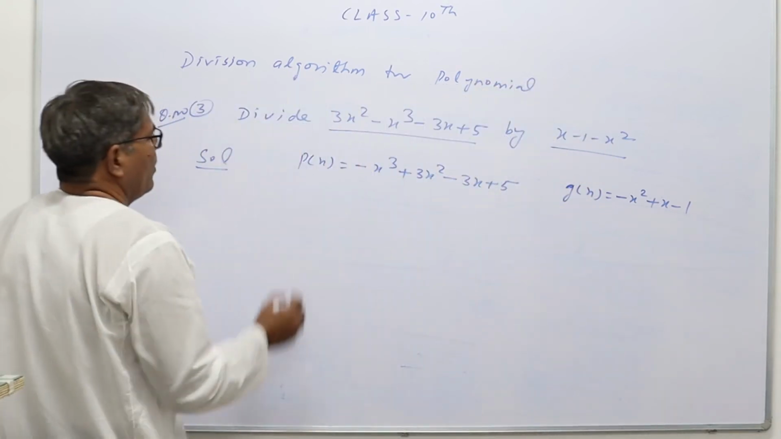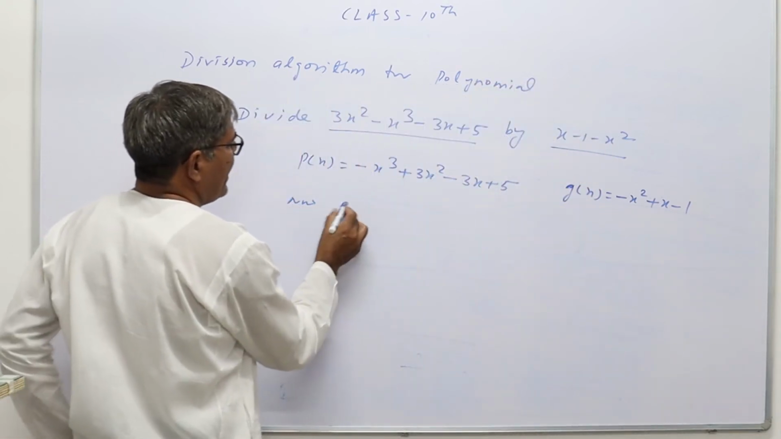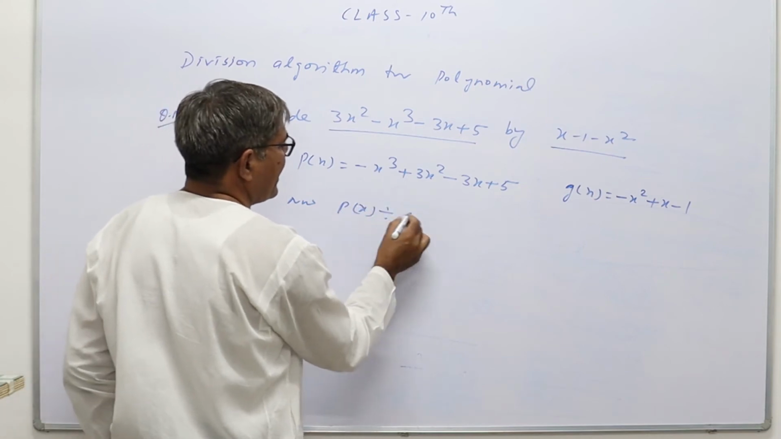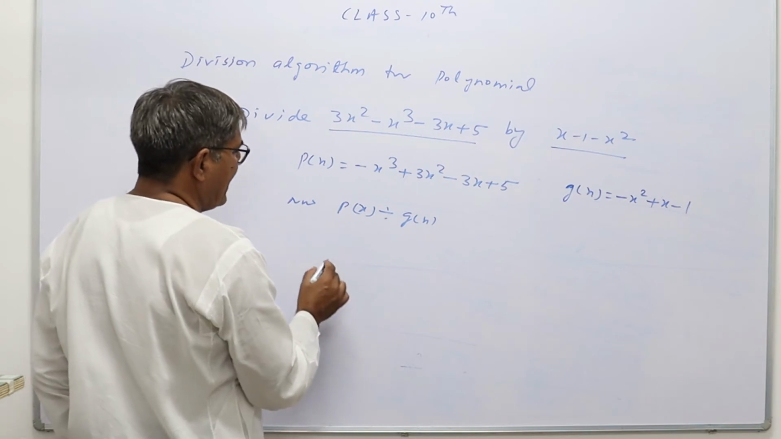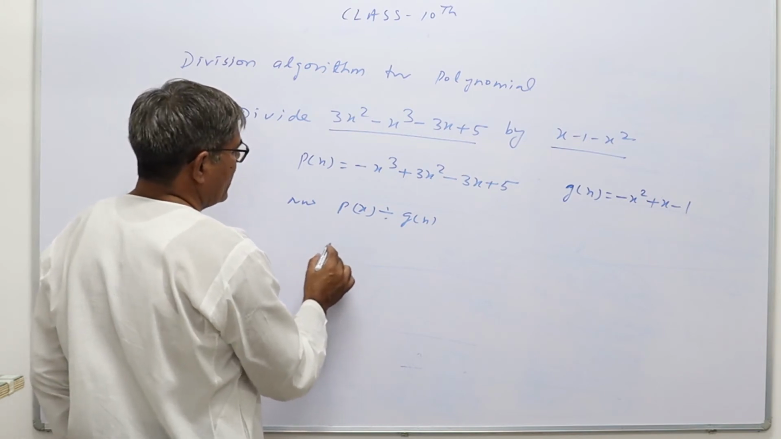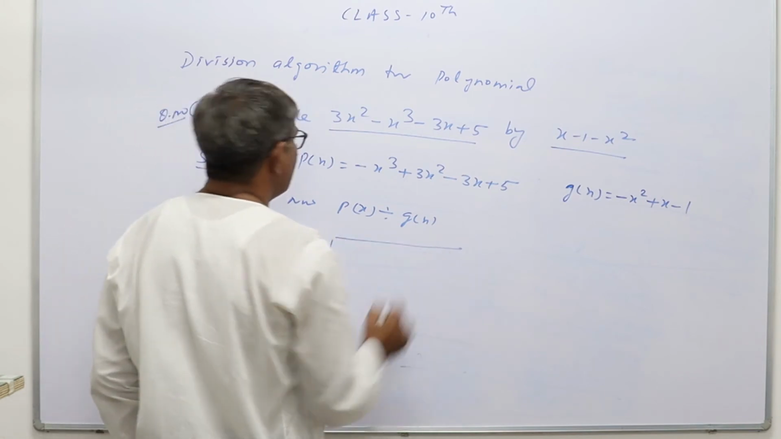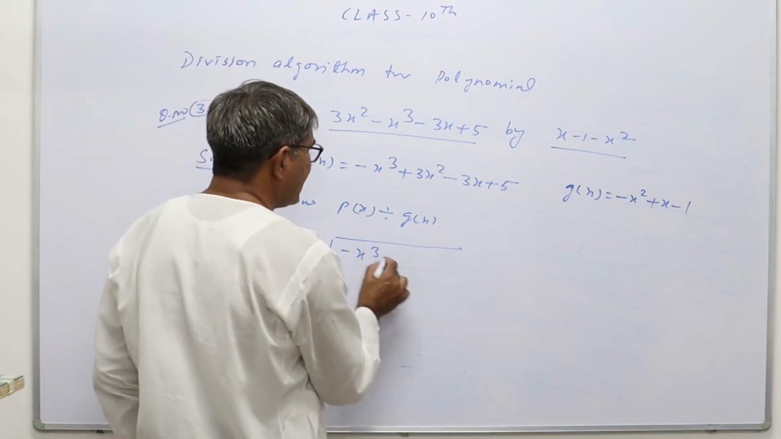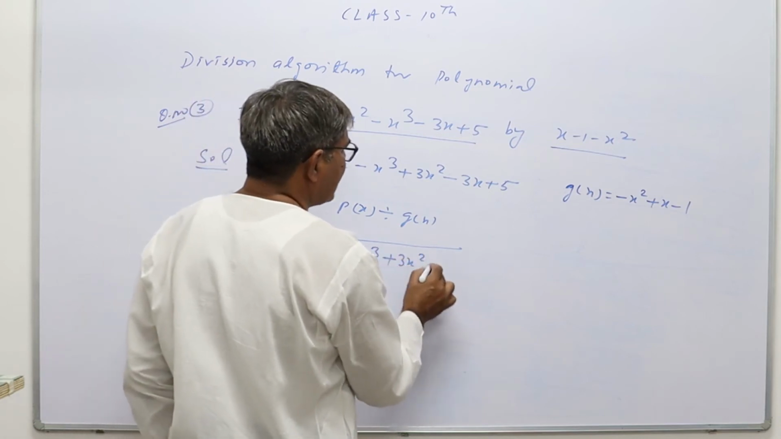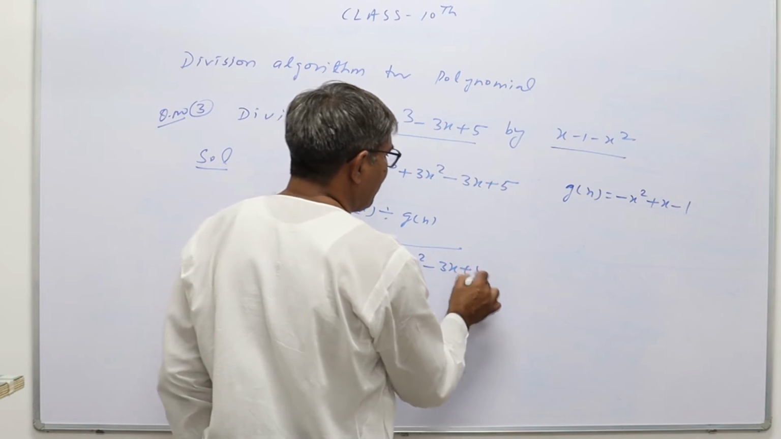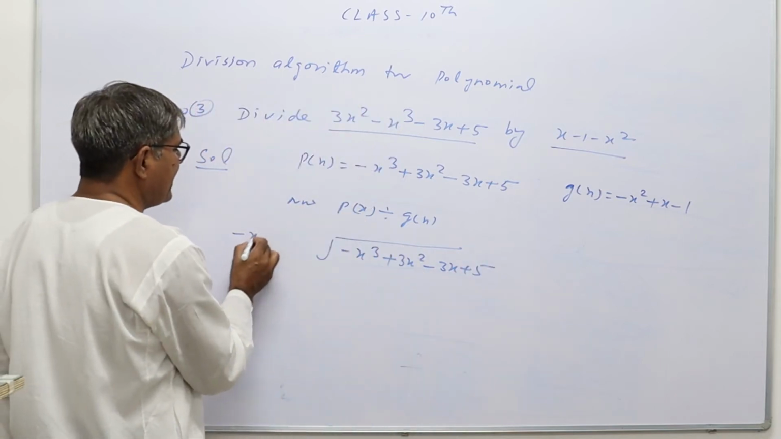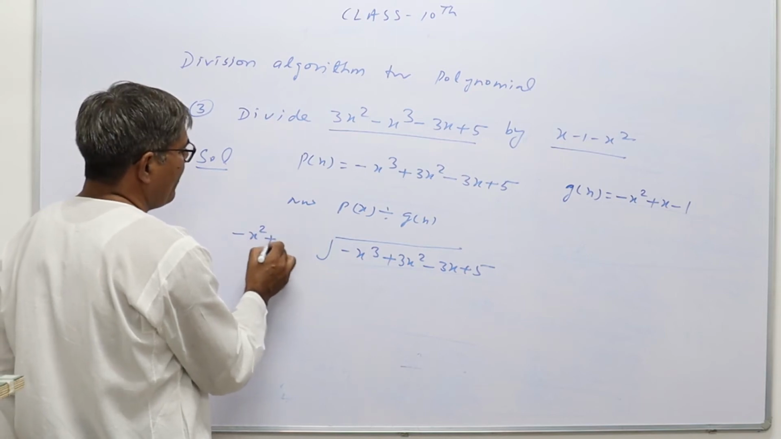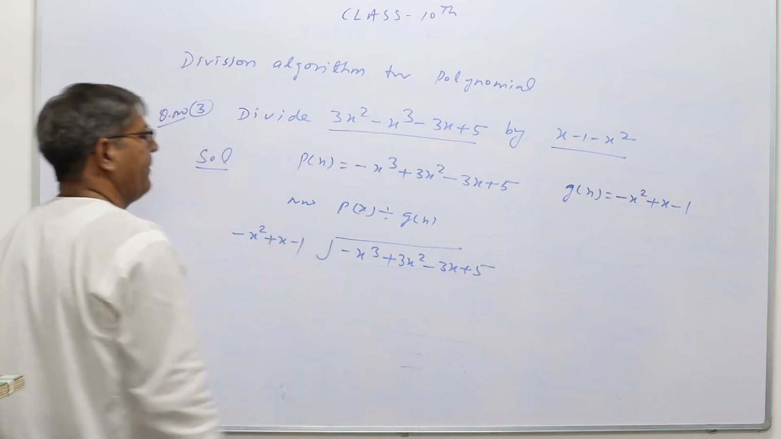Now for p(x) divided by g(x), how will we write it here? We will divide p(x) by g(x). So write p(x) here, that is minus x cube plus 3x square minus 3x plus 5. This is your dividend. Now what is the divisor? The divisor is minus x square plus x minus 1.